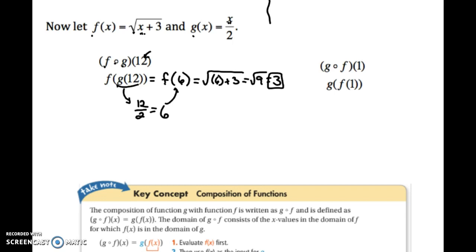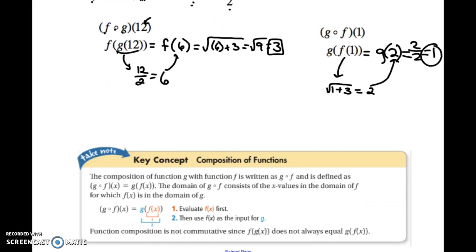In the next problem, both ways, g of f of 1. This is going to become g of, we have to plug 1 into f. If we go back to f and we plug in 1, we get the square root of 1 plus 3, which is the square root of 4, or 2. And so then we want to find out what g of 2 is. And g says, take your number and put it over 2. So that would be 2 over 2, which gives us 1.